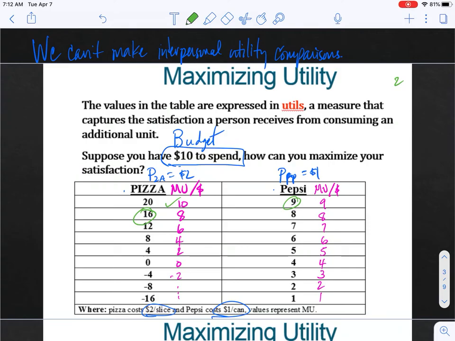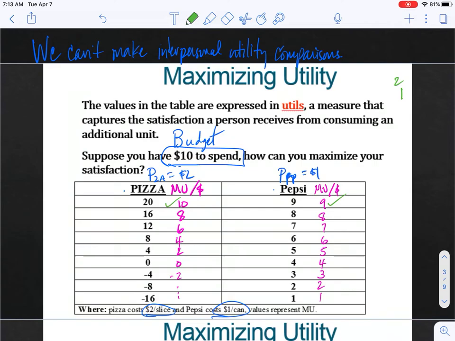Well, the pizza gives me 16. That's a lot bigger than 9, but remember I said bang for my buck, right? So it's not just a question of bang, but it's bang for your buck. The marginal utility per dollar for the second slice of pizza is 8. The marginal utility per dollar for the first Pepsi is 9. So after I buy a slice of pizza, next up I would buy a Pepsi. How much does a Pepsi cost me? That's $1. So I've spent $3 in total.